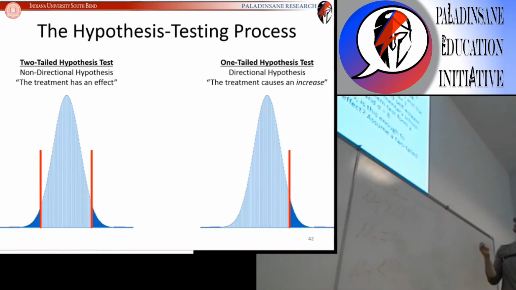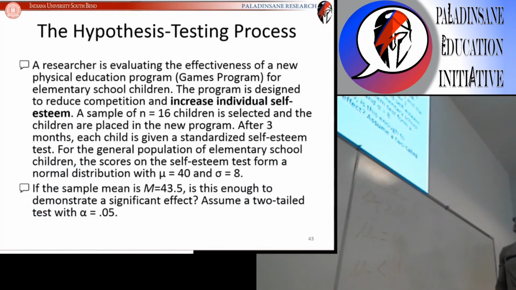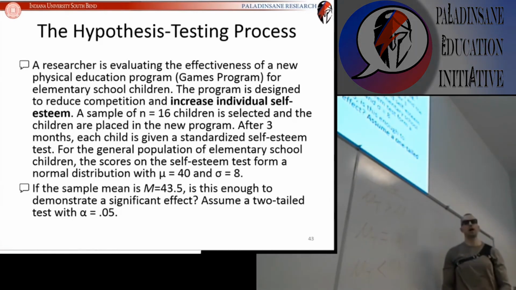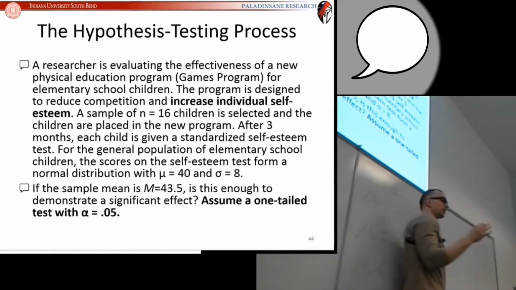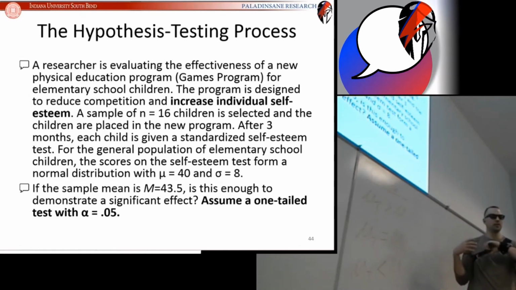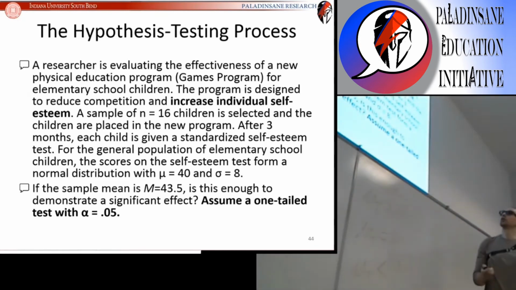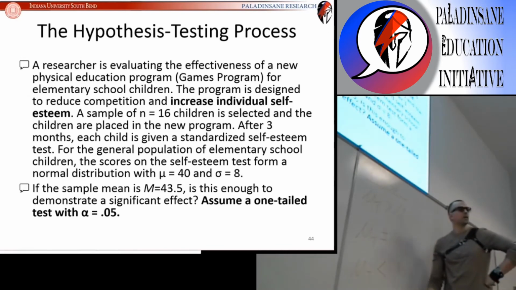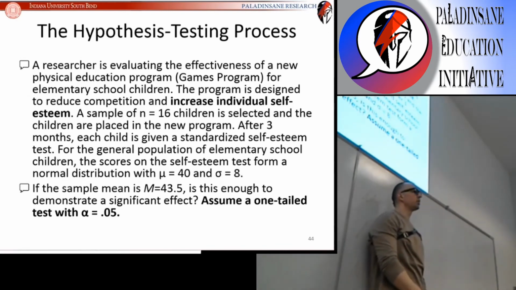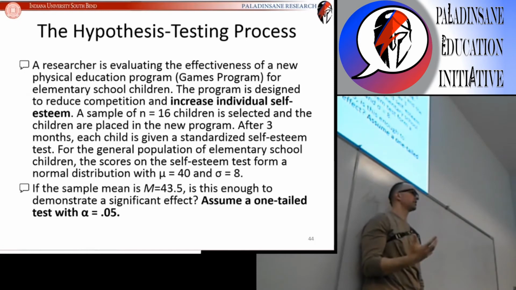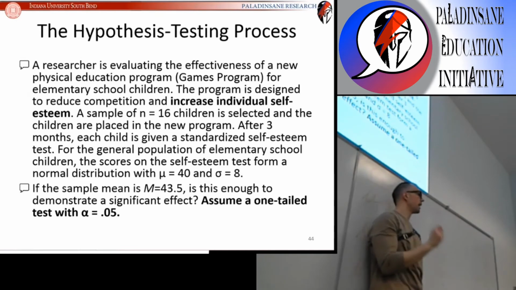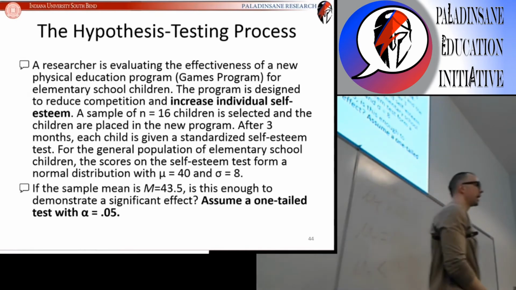Instead of doing a two-tailed test, because we're only interested in increase, we're going to do a one-tailed test. We're going to keep the alpha where it is, alpha 0.05. And just to hammer home the importance of choosing your tests correctly, recall that when we first did this test with a mean of 43.5 and a two-tailed hypothesis, we found no effect. We concluded that the games program had no effect.